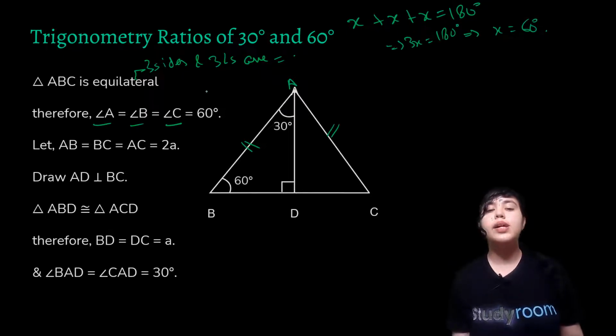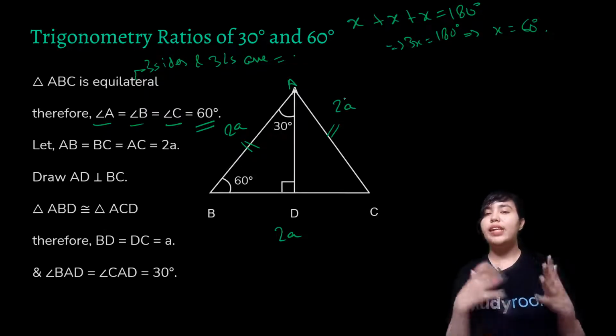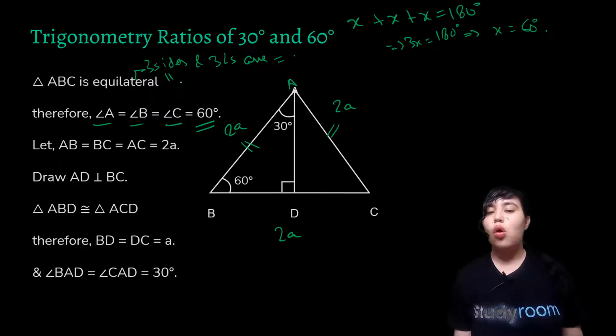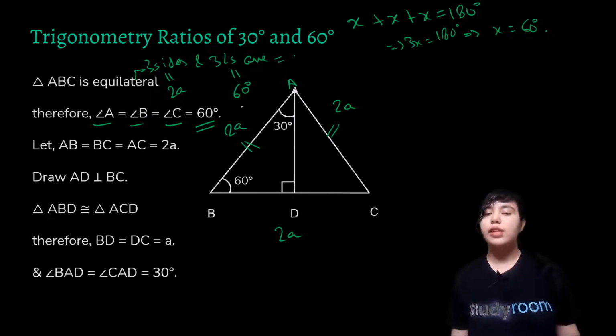Now this is nothing but the value of angles A, B and C individually. So they are individually equal to 60 degrees. Now let's say AB, BC, AC, I told you they are equal. So let me say that they are equal to 2A. I told you that I am having an equilateral triangle ABC. That means three sides are equal and all of them are equal to 2A units, and the three angles are equal to 60 degrees only. Then you drop a perpendicular from this vertex A on this side BC, so you get AD perpendicular to BC.